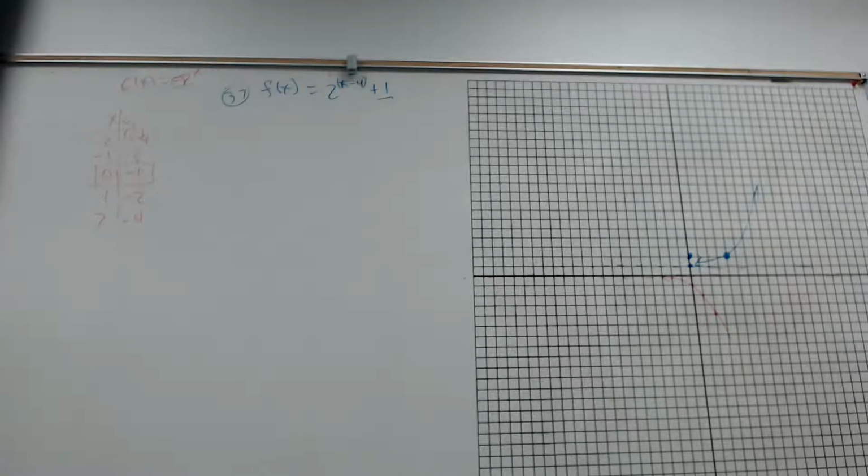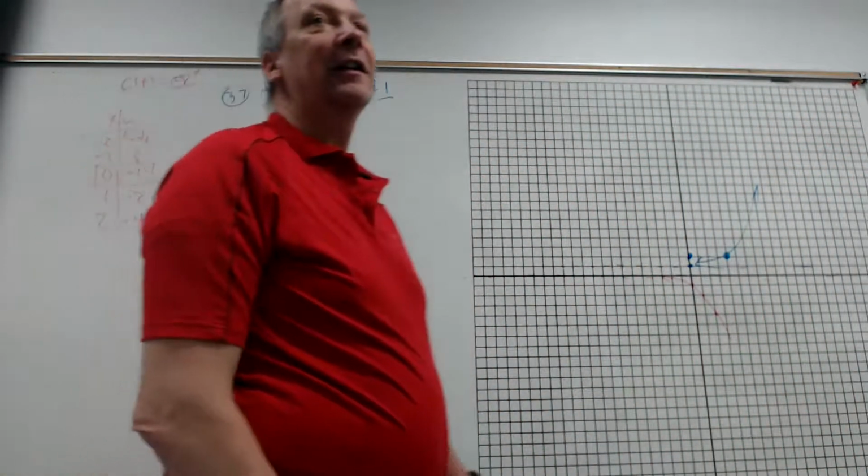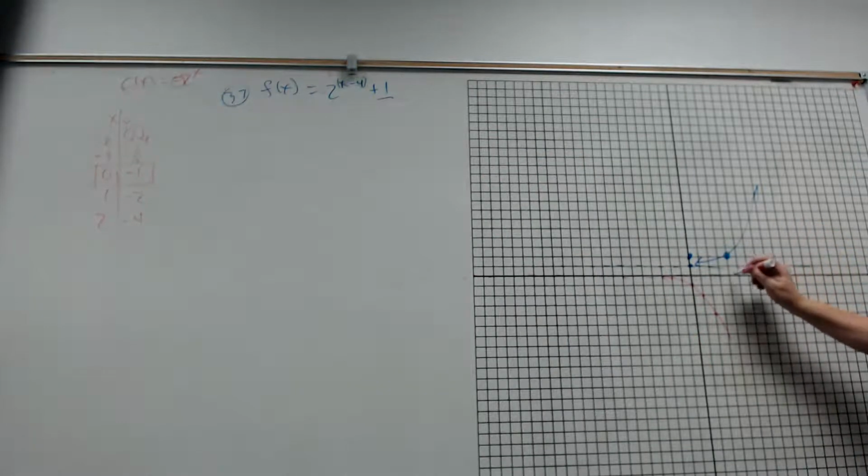The only thing that would have been even better is if I'd have put a negative in front of it. What would that have done? Flipped it over the asymptote. So now it's here, right? Green. Okay, so now it's on the axis. And it's going to go like this.